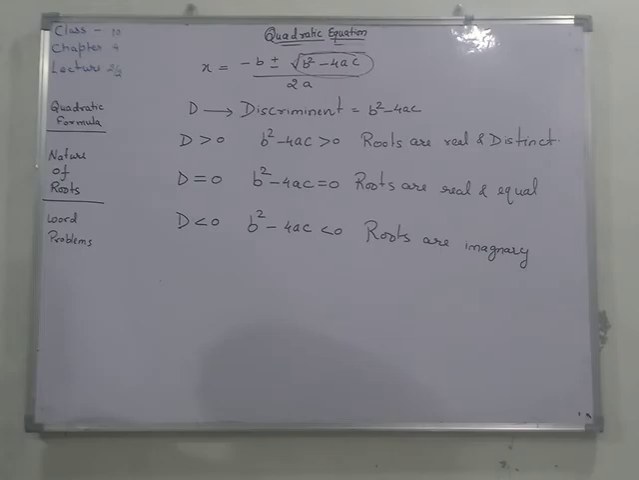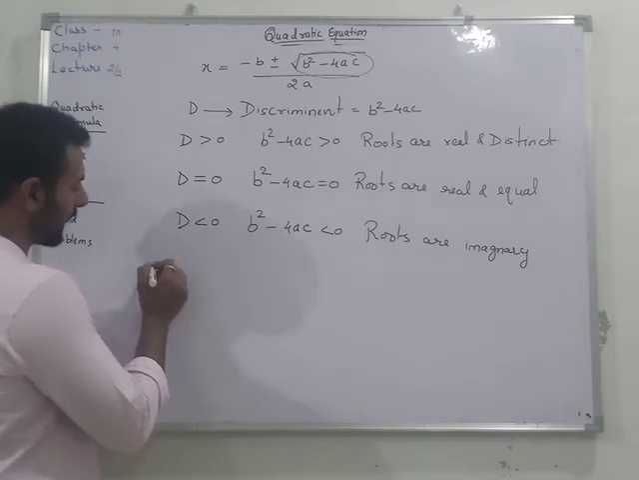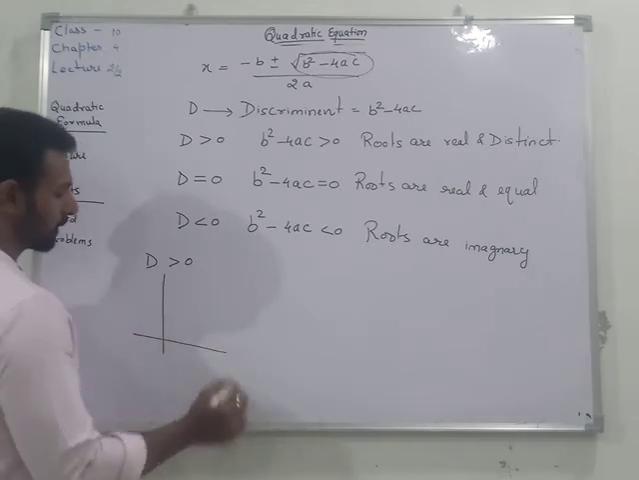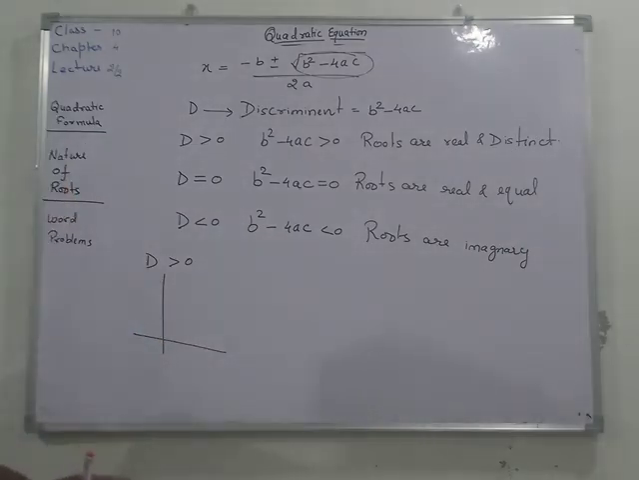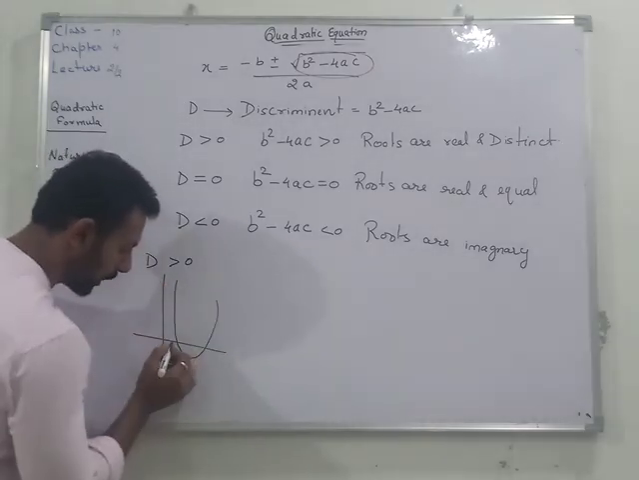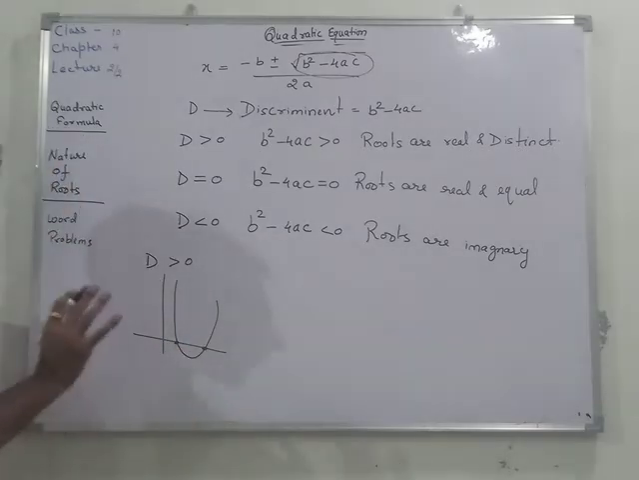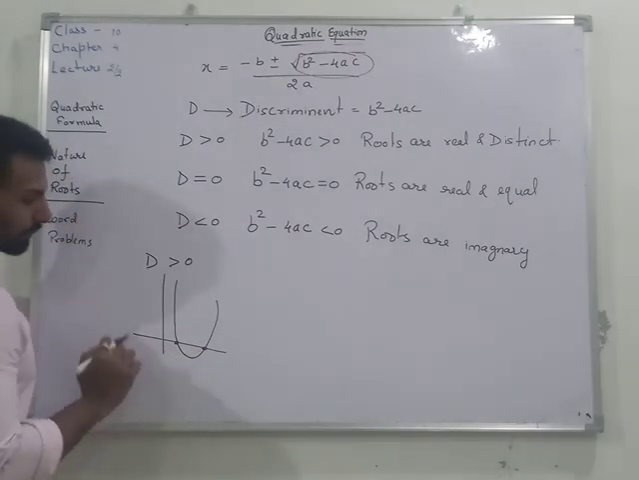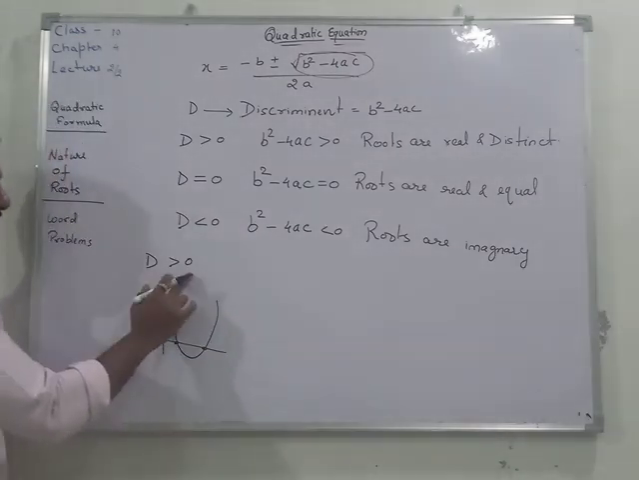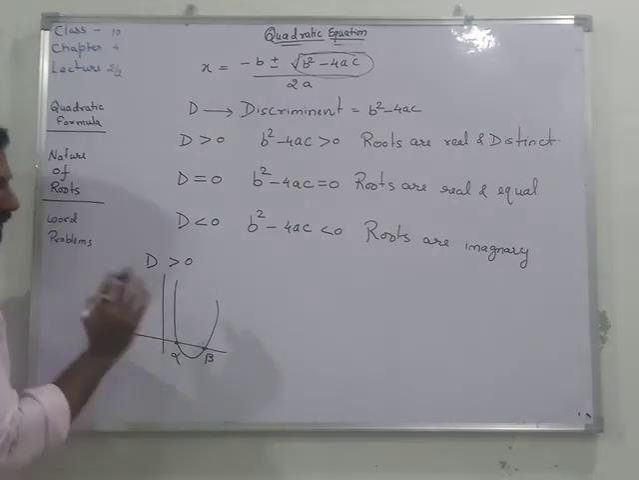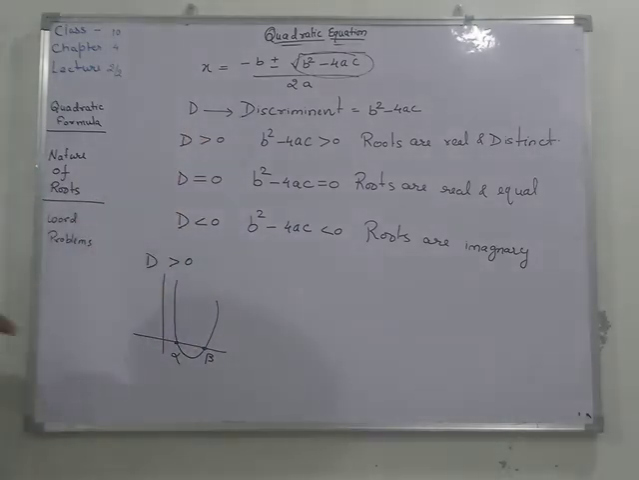If we see the graphical representation of this, if we have D greater than 0, the graph of the quadratic equation, which is a parabola, will be intersecting the x-axis at two places. There will be two unequal values of x. So this is the graph for D greater than 0. We will get alpha and beta, two different values of the solution x.